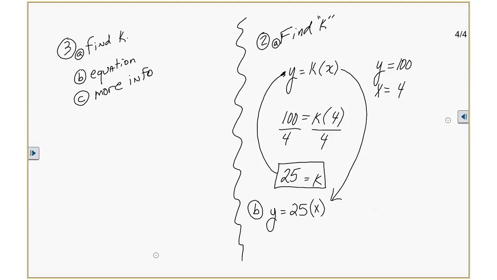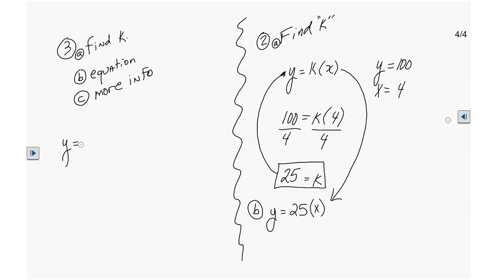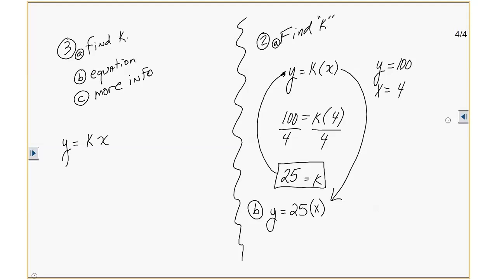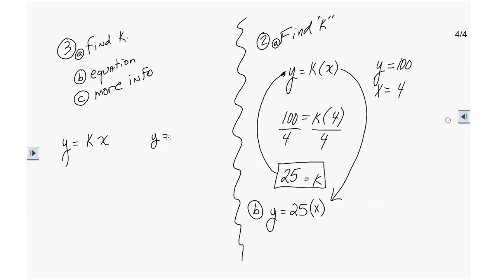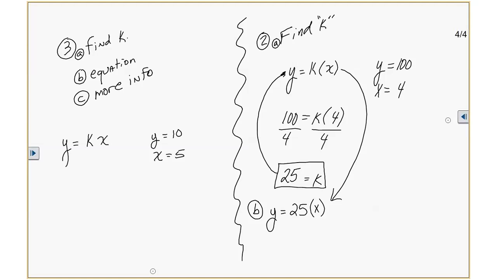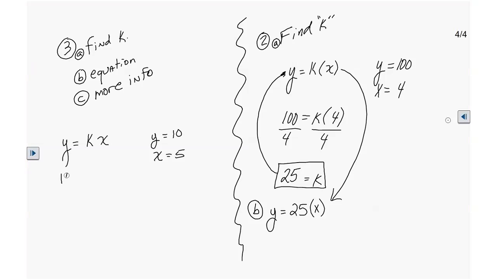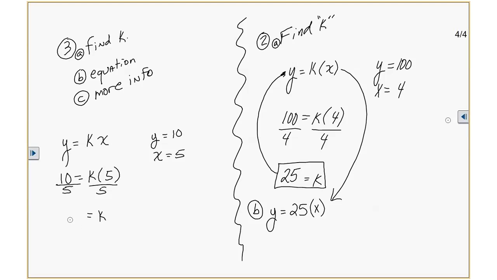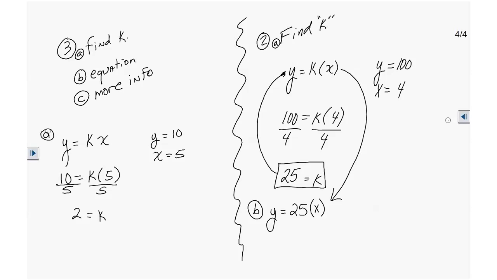So Y is equal to K times X. Y is equal to 10. X is equal to 5. So what do we do? Plug and chug, Hubert. 10 is equal to K times 5, divide by 5. K is equal to what? 2. And what do we do in the second type problem? That's A. What do we do with B?